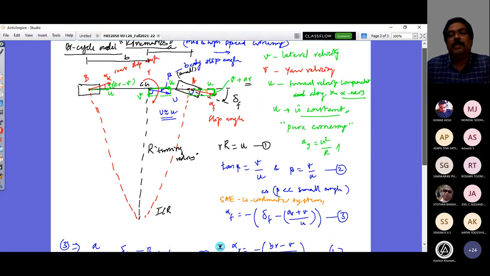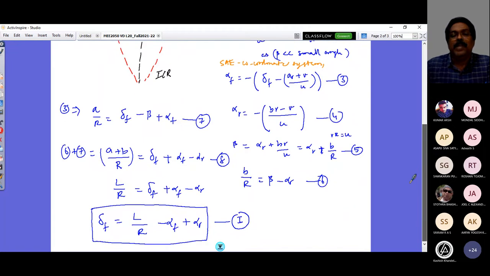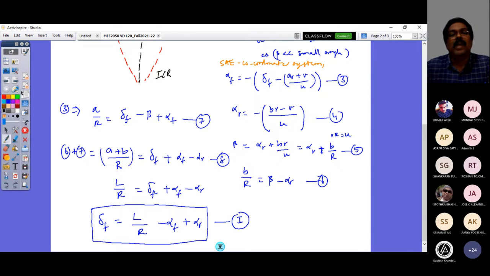So from the kinematic principle, we had these equations written. The Roman letter 1 is this equation, correct? Where we have a kinematic description that the requirement of steering angle depends upon L by R, alpha F and alpha R. So this is the first equation that we had.